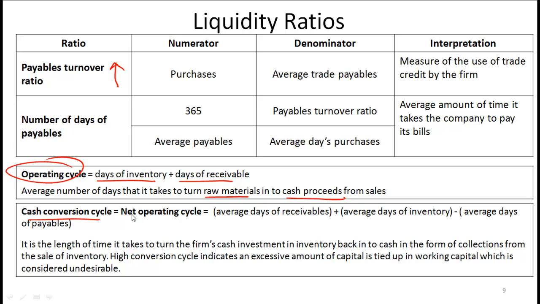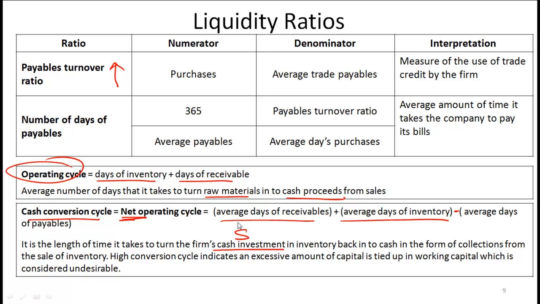The cash conversion cycle, which is also sometimes called the net operating cycle, is equal to average days of receivables plus average days of inventory. So this is the same as your operating cycle minus the average days of payables. So if you are taking more time to pay your suppliers, since this is a minus sign, that means your cash conversion cycle becomes lower. So essentially, it is the length of time it takes to turn the firm's cash investment.